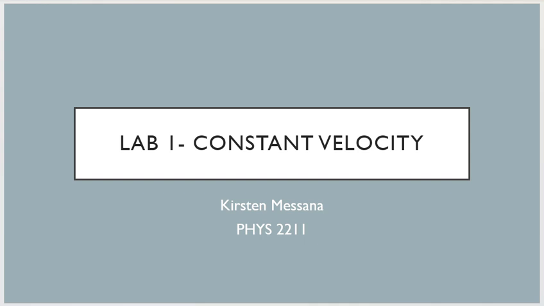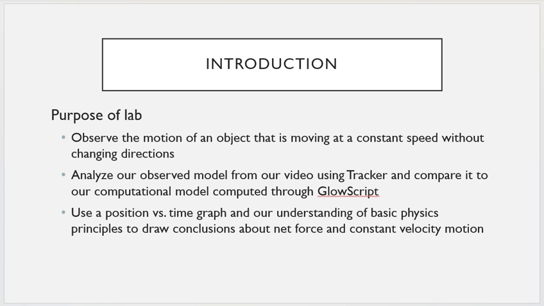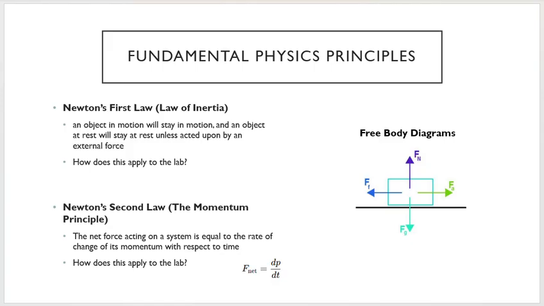This is Kirsten Masana, and this is Lab 1 Constant Velocity for Physics 2211. The purpose of the lab is to observe the motion of an object that is moving at a constant speed without changing directions. We will analyze our observed model from our video using Tracker and compare it to our computational model computed through GlowScript.